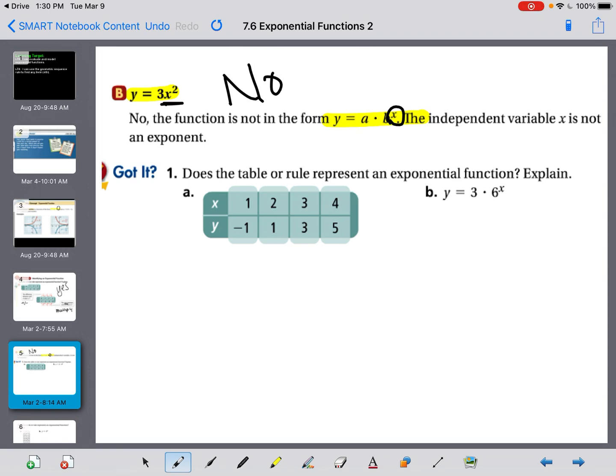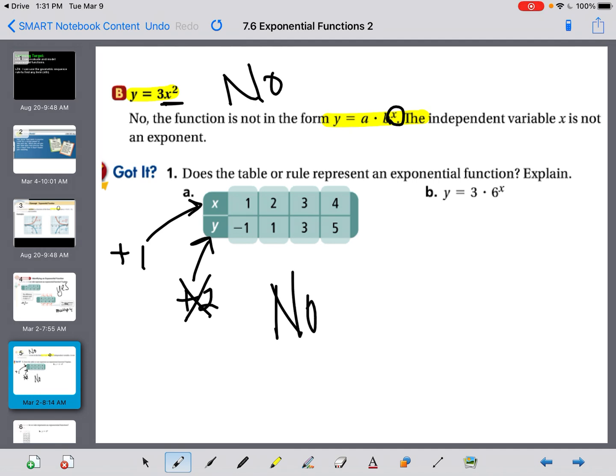Okay, so if we look at A, we have to see if the x's and the y's meet our requirements. The x's do have an adding pattern. They're adding 1 every time. The y's also have an adding pattern. They're adding 2, but that's not what the rule is. We need the y's to have a multiplying pattern, so this one is not an exponential function.